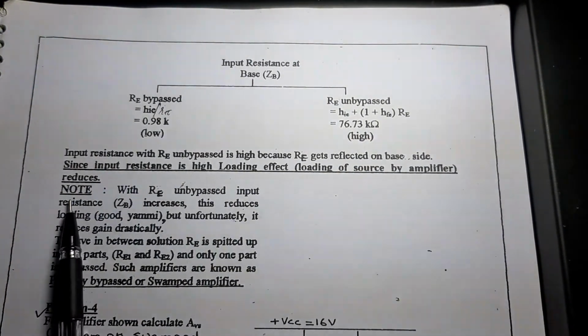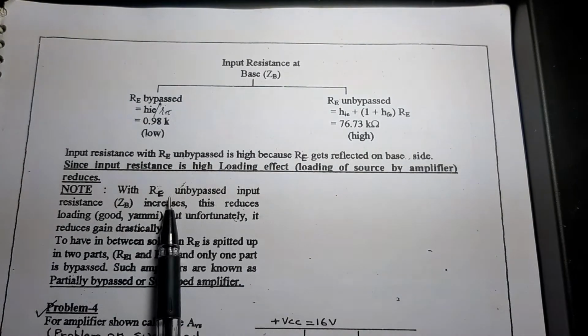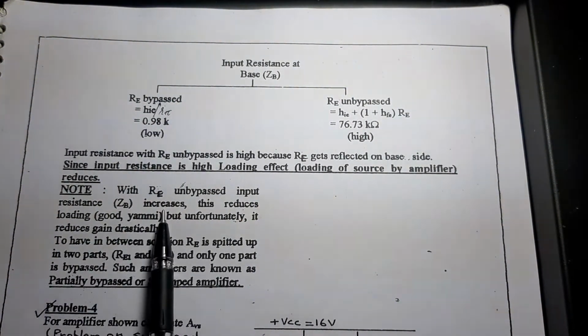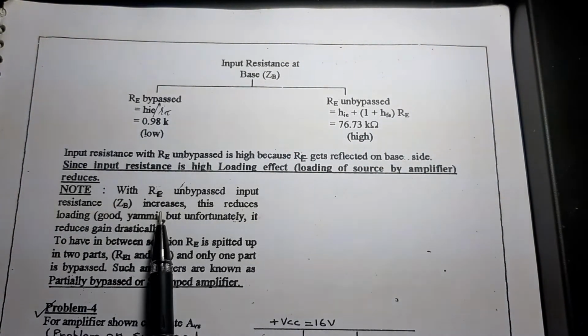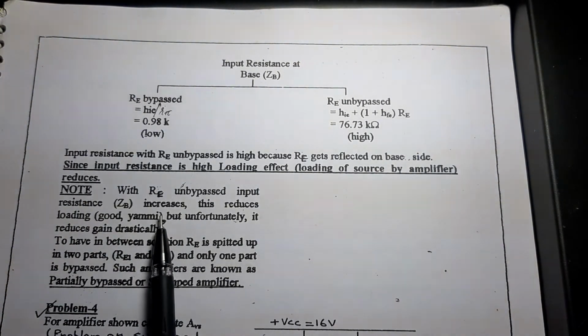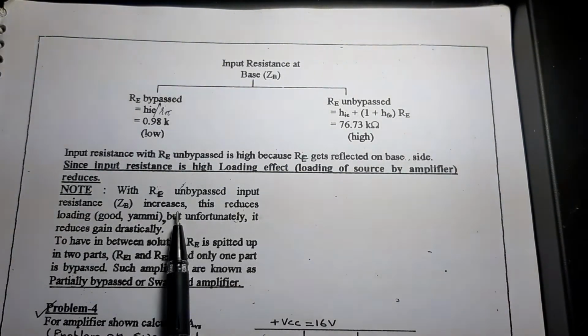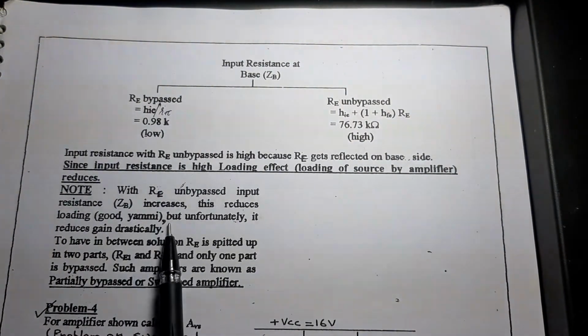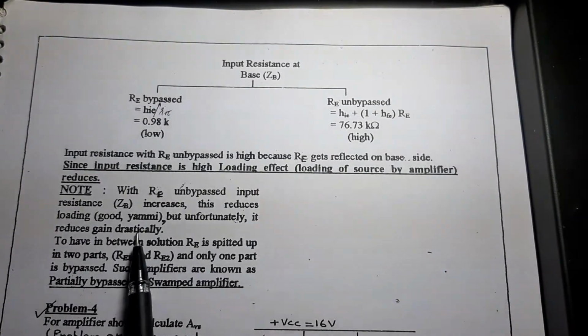Now let us take a note that with RE unbypassed, the input resistance, that is your ZB, increases. Of course it is very much required that whenever you design any amplifier, you don't want even a small current to make your transistor turn on. You need a sufficient amount of voltage so that your transistor remains in the active region for a sufficient amount of time. Now this reduces the loading, good, but unfortunately it reduces the gain drastically.